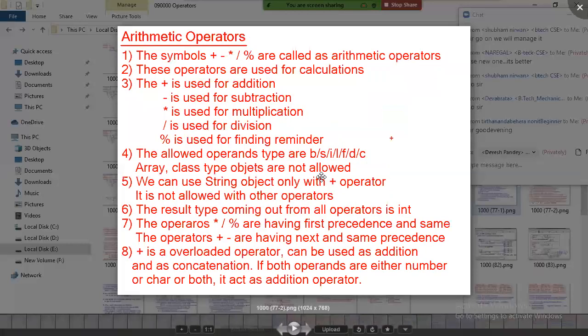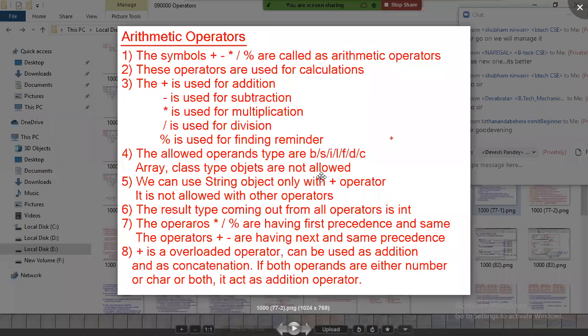So what are the points we discussed in arithmetic operators? The symbols plus, minus, into, division, modulo are called arithmetic operators. These operators are used for calculations. Plus is used for addition, minus is used for subtraction, into is used for multiplication, division is used for division, and modulo is used for finding the remainder.